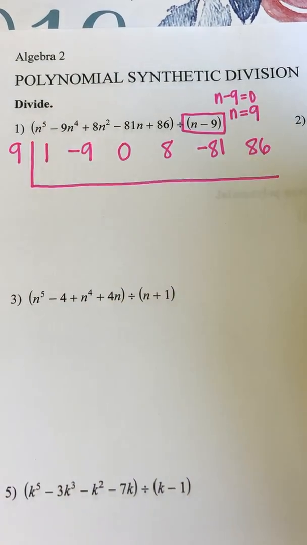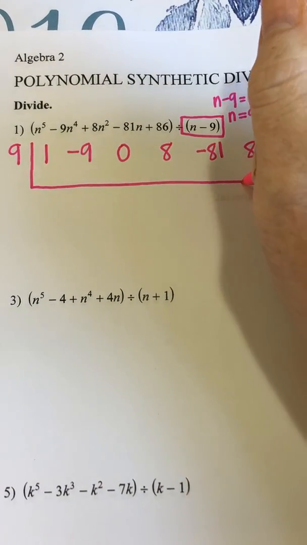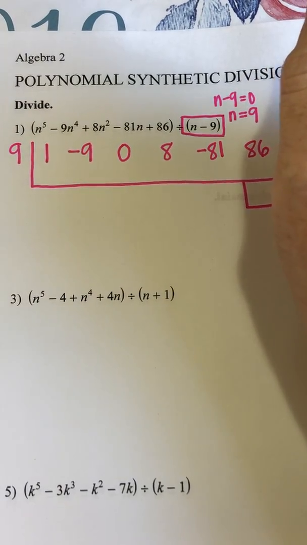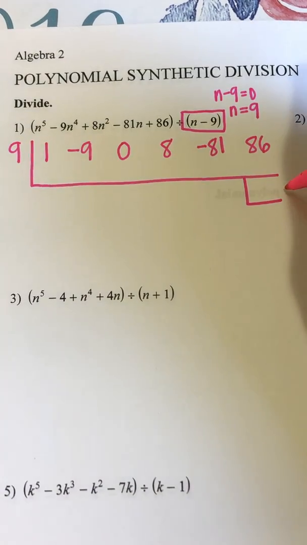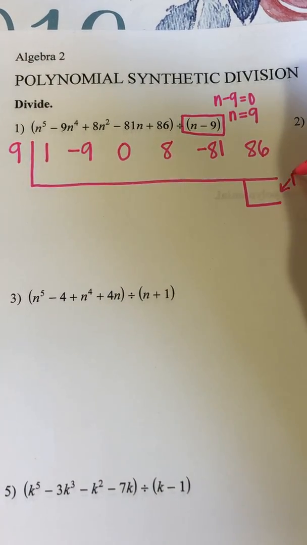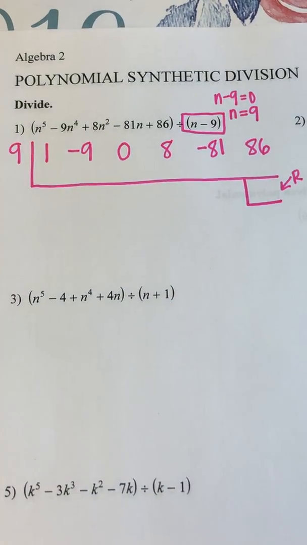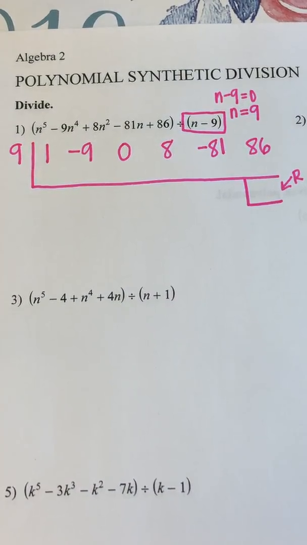Now directly underneath my 86, at the bottom of that synthetic division, I'm gonna draw a little box right here. And this little box is gonna represent my remainder. Whatever number is in that box is the remainder of the quotient.